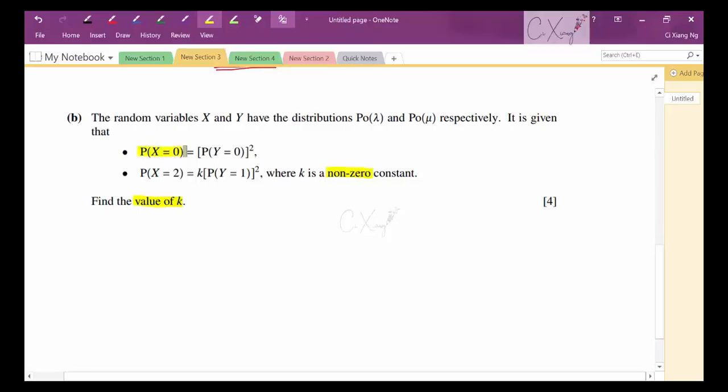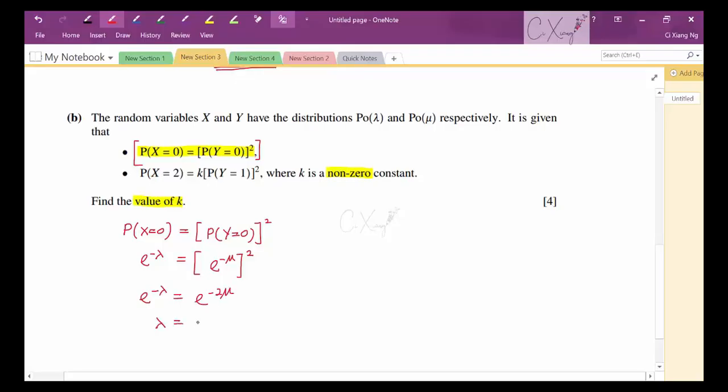From the first information given in this question, I'm going to form an equation. They are saying that the probability X equals 0 equals the square of the probability Y equals 0. So the probability of X equals 0 will be e negative lambda, lambda power 0 divided by 0 factorial. For the probability of Y equals 0, I'm having e negative lambda, e negative mu, mu power 0 divided by 0 factorial, which is a 1, and then I square it. From here, you can very easily get a first equation involving lambda and mu. You can see that lambda equals 2 mu. This is my first equation from the first information provided.